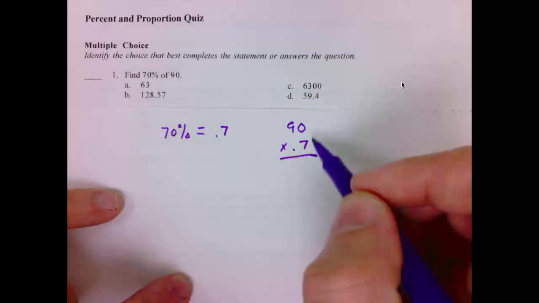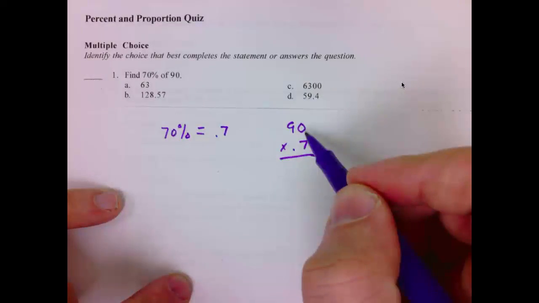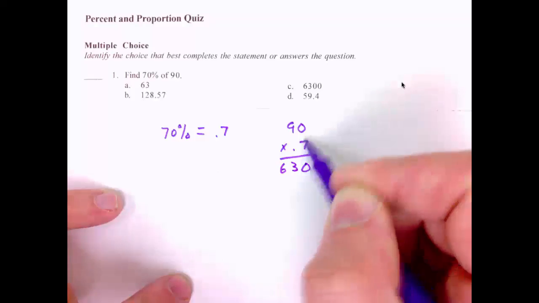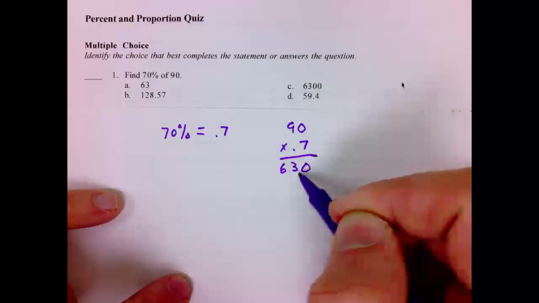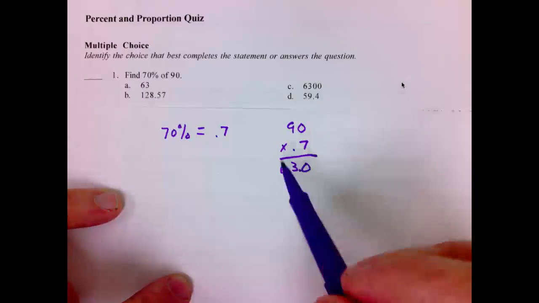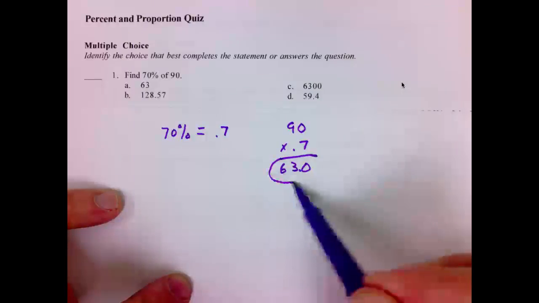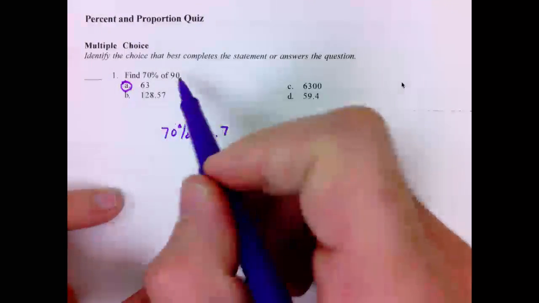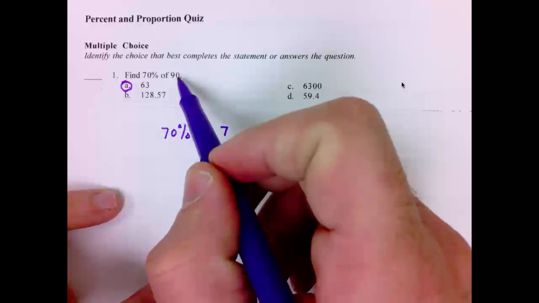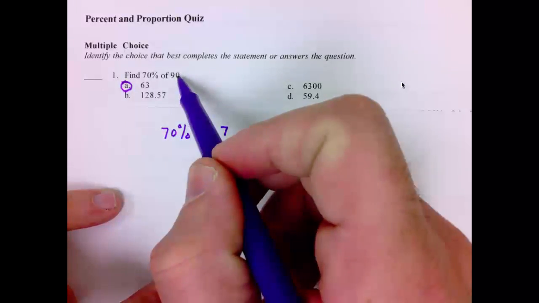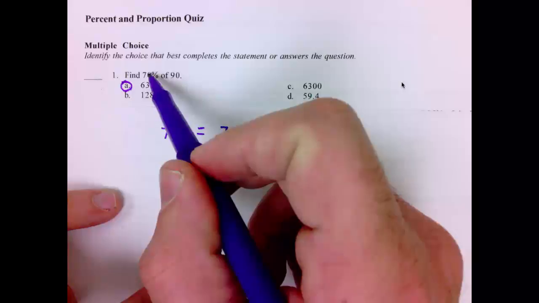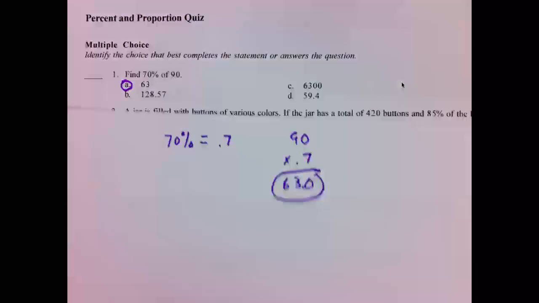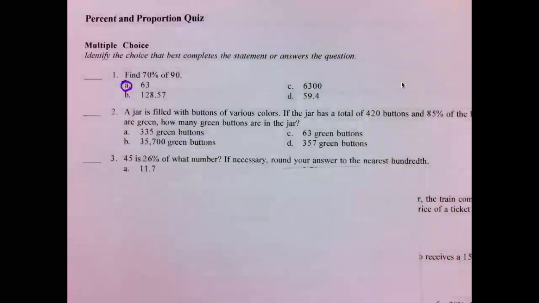7 times 0 is 0. 7 times 9 is 63. We're one space behind the decimal, so here is our decimal. 63 is the answer. A. Another way we can think about it, we know 10% of 90 is 9, so 70% would be 7 times 9, or 63. Number 1 is A.